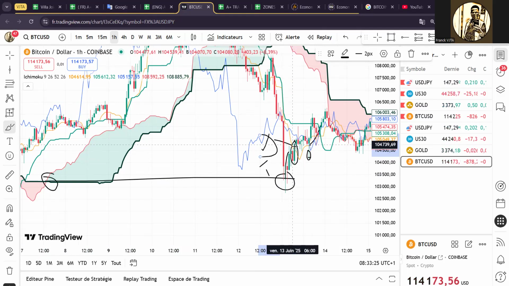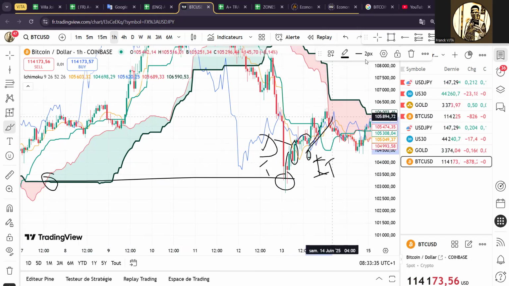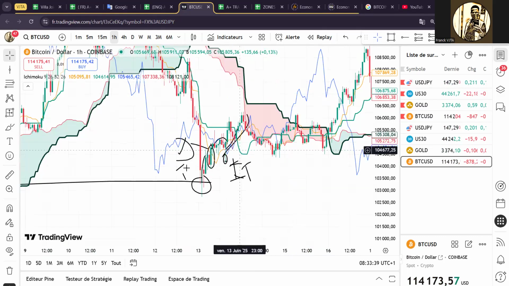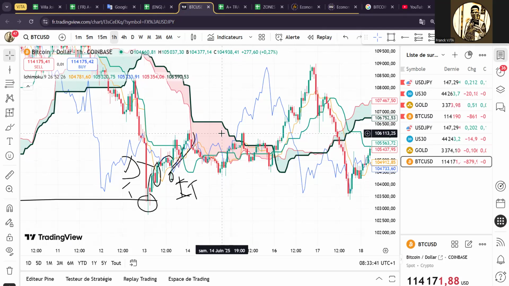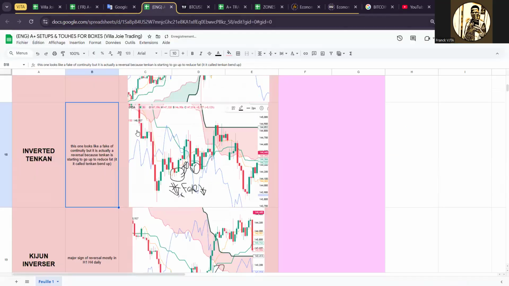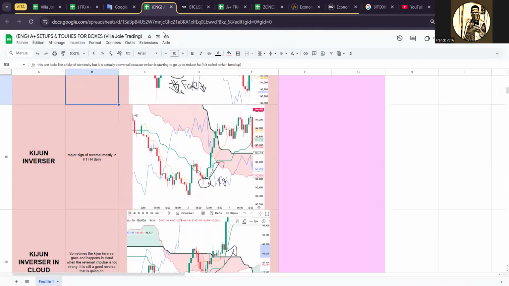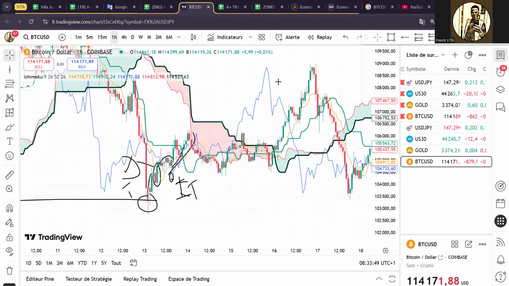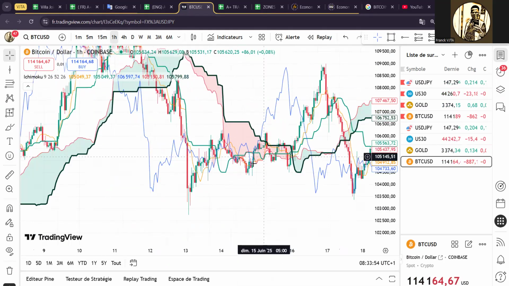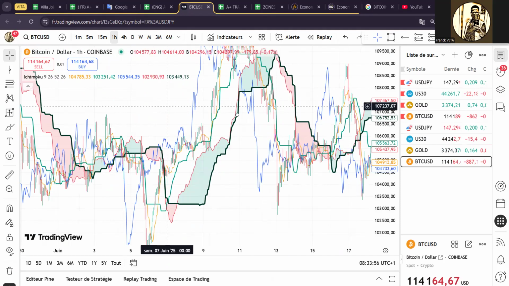And then after the dunk candle, you have an inverted Tenkan, an IT, that is going to the upside, that's making the price go to the upside. That's how this thing works. I literally organized it in a way that works step by step. So then we have an inverted Kijun. Then we have an inverted Kijun.